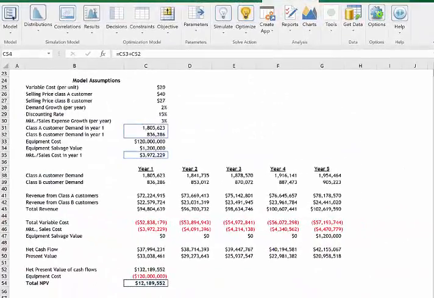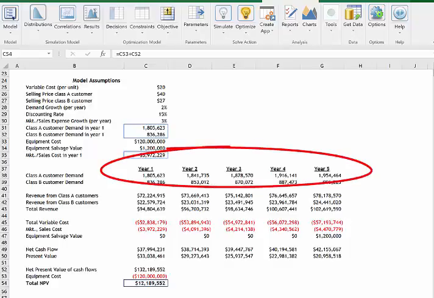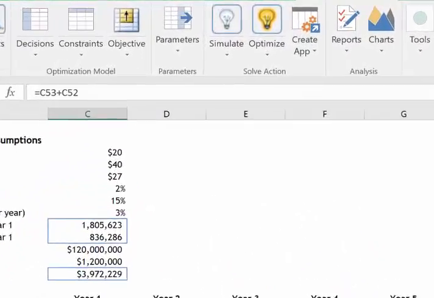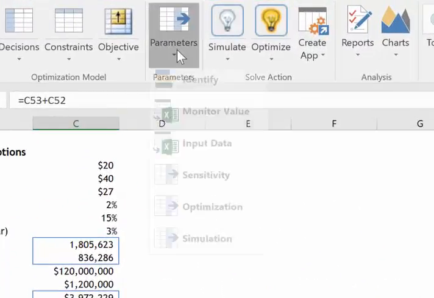Let's take a look at a different model. Imagine that a company wants to determine whether to go ahead with the development of a new product that will be introduced to the market this year and will stay on the market for 5 years. Without knowing any other information, we can determine what parameters most affect the total NPV by clicking on cell C54 and then selecting Parameters, Identify.